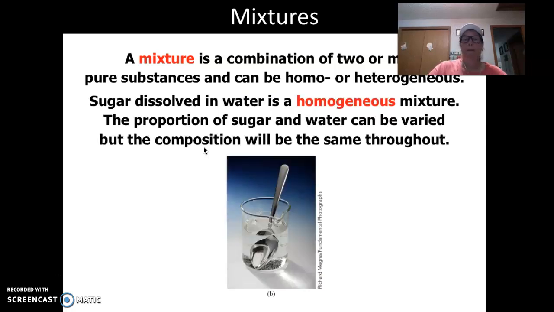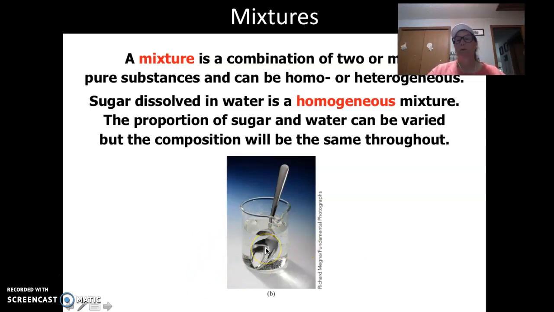Okay. Here again, sugar dissolved. This is a homogeneous mixture because it mixes up. If you put sugar in water, it'll dissolve, unless you put too much sugar. But it'll dissolve. But now you have sugar in your water. So you have two pure substances, but now they're mixed together. So now you have a mixture. And again, I can change the composition.